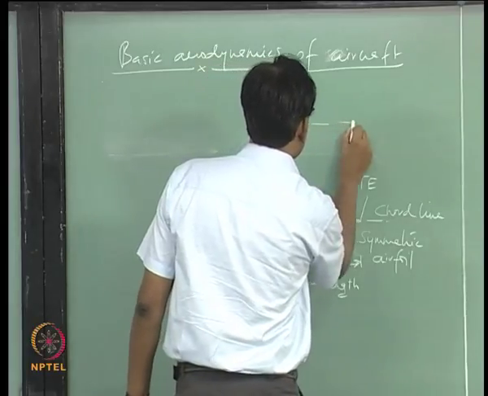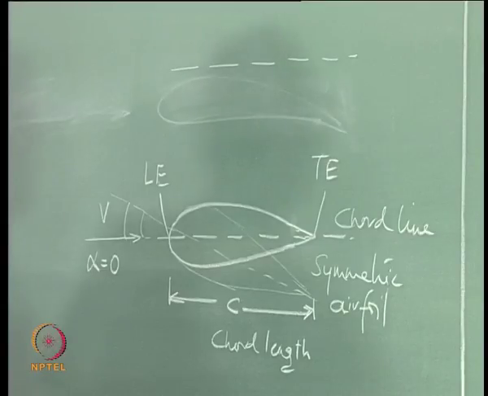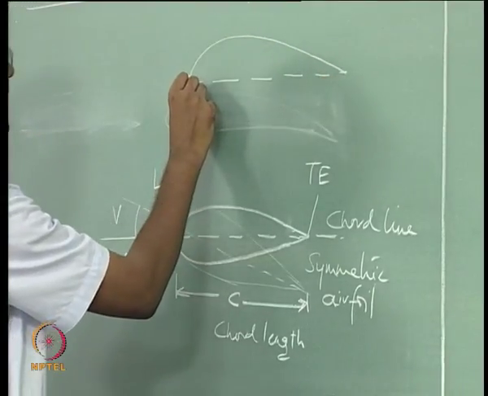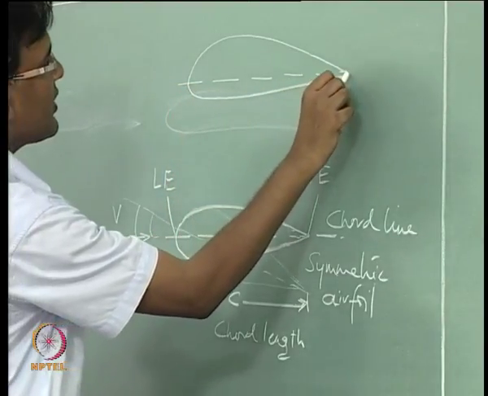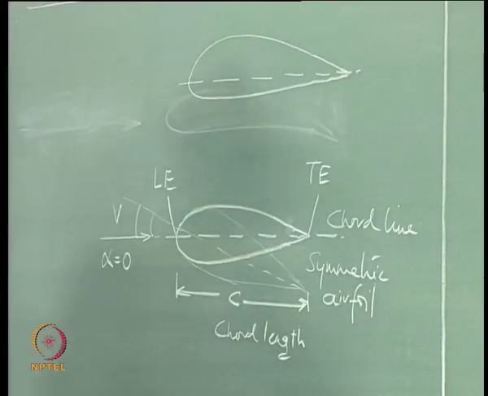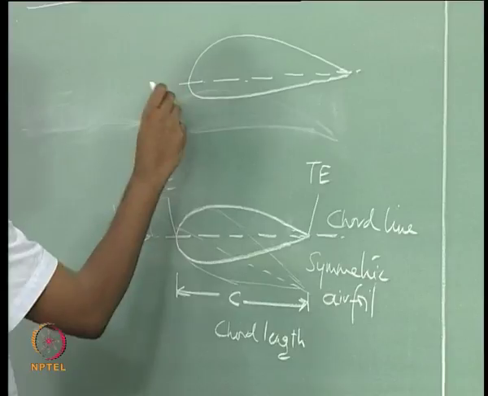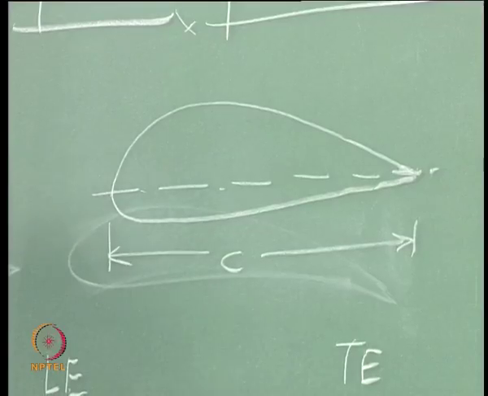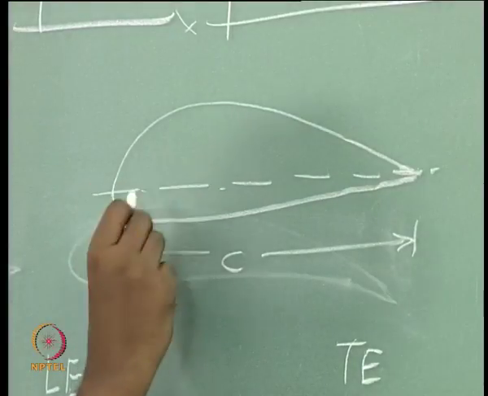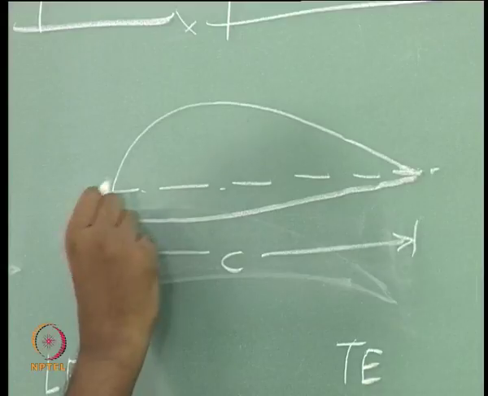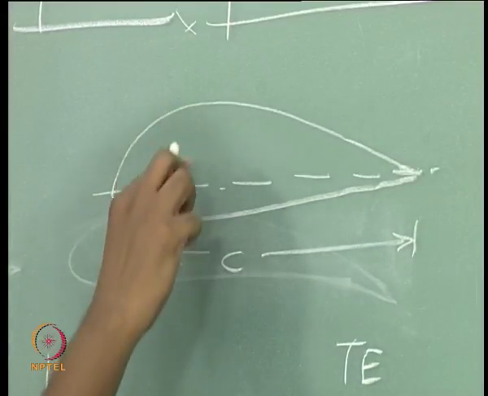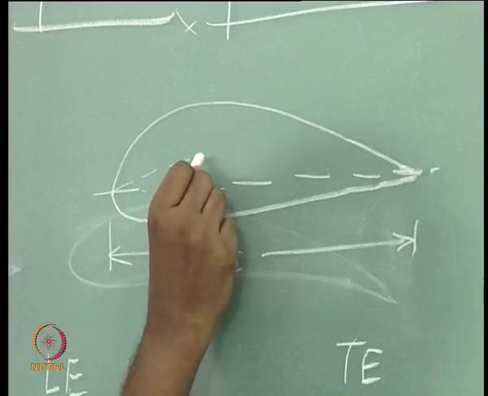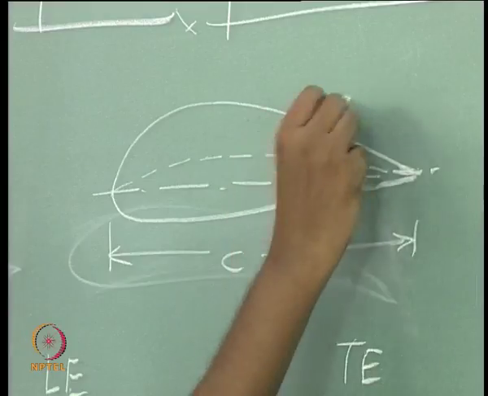So, we have this airfoil which is bulging on the top side, and flattened on the bottom side, and this is the chord length which is joining the leading edge and the trailing edge of the airfoil. We can define another curve which is joining the center of each section of this airfoil. This line is called the mean camber line.